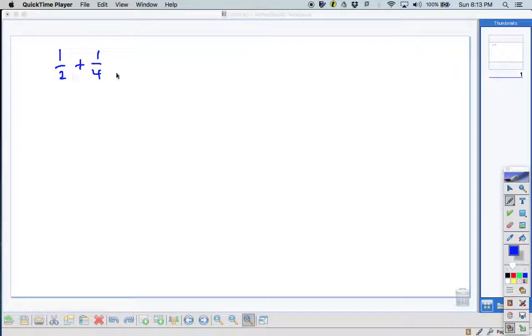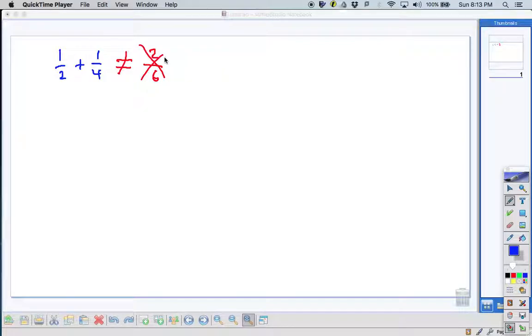So firstly, what we cannot do, I'm going to put this in red so that we know this is not correct. Okay, this is not correct. What we do not do is simply add the tops and the bottoms. So 1 plus 1 is 2, 2 plus 4 is 6, but 1/2 plus 1/4 is not 2/6. Okay? I see it all the time. That is not what goes on.